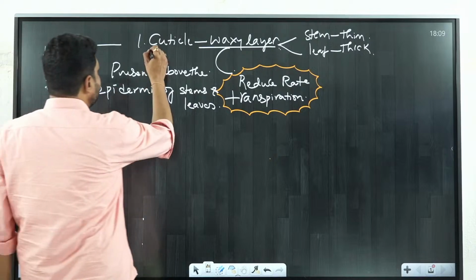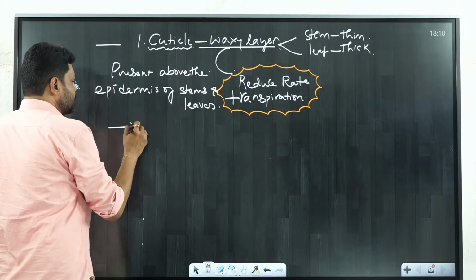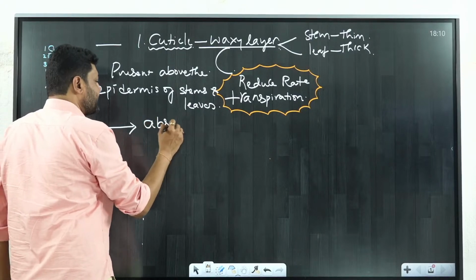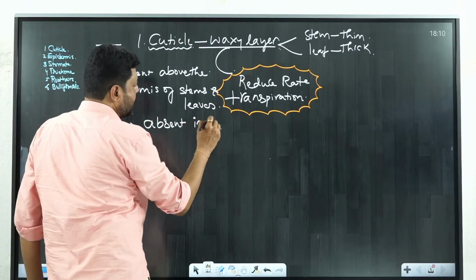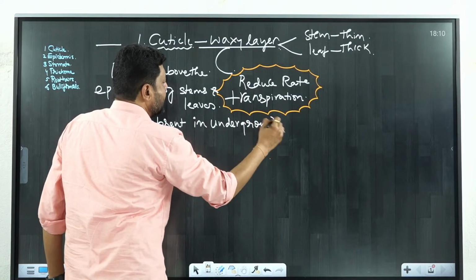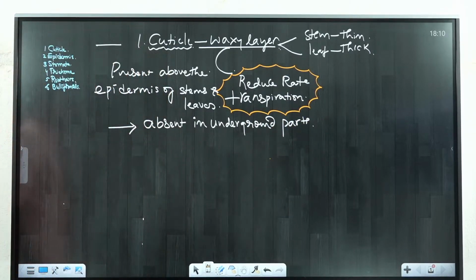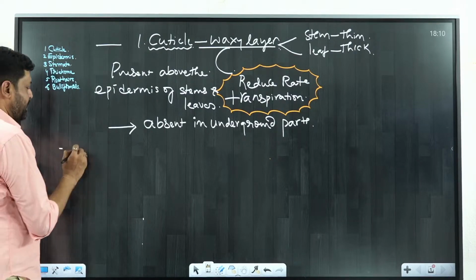So what is the important point that we can remember under cuticle? Cuticle is absent in underground parts. Absent in underground parts. Clear? Was it clear? So cuticle is absent in underground parts. Clear? Next I'll go for epidermis.